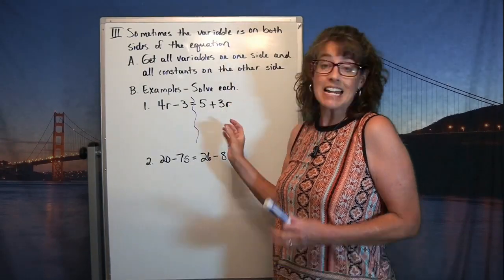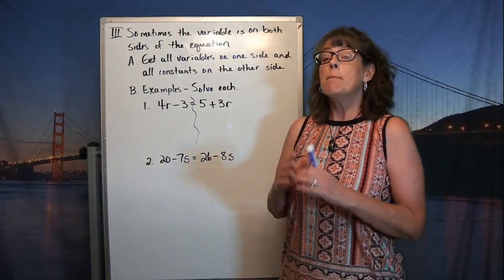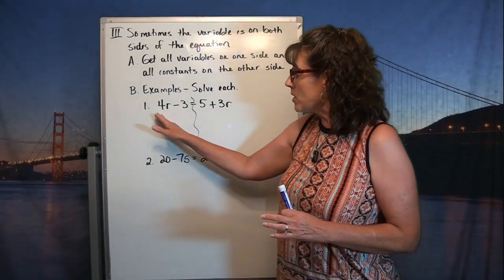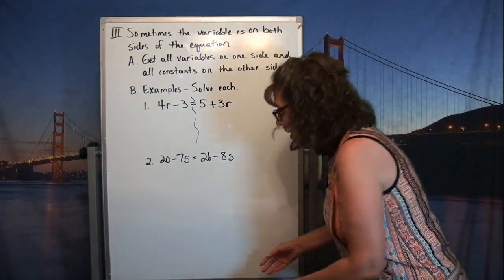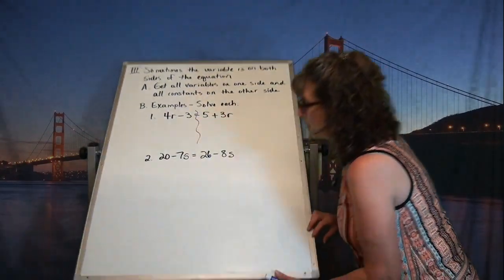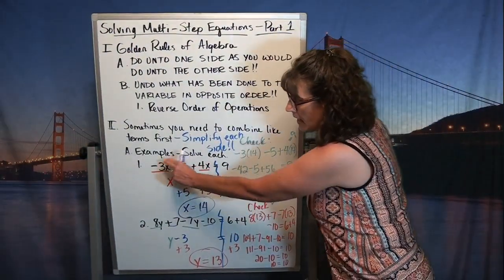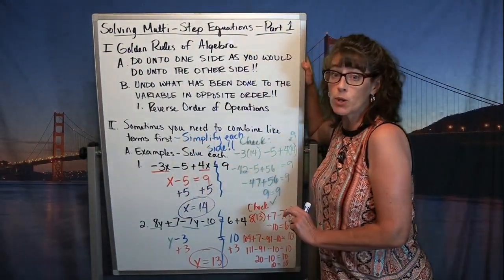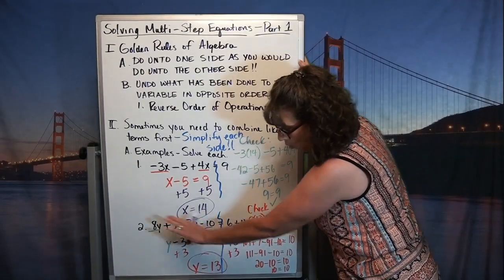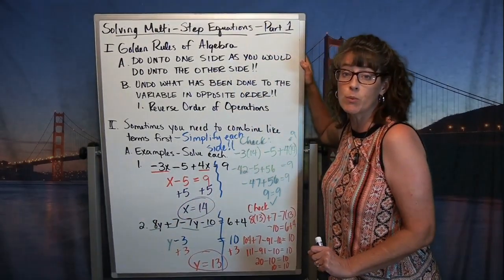I cannot condense that side. It's as simple as it's going to get. But what I do know is that my variable is separated across the wall. Now remember, before, in these two cases, granted I had a lot going on over here, but the variable was only on one side. Same thing on this one, a whole lot going on, but the variable was only on one side.